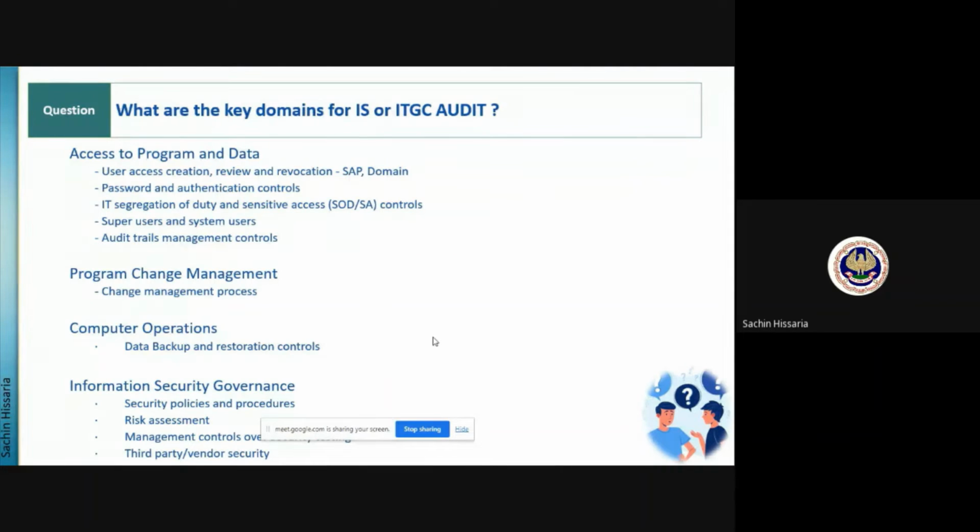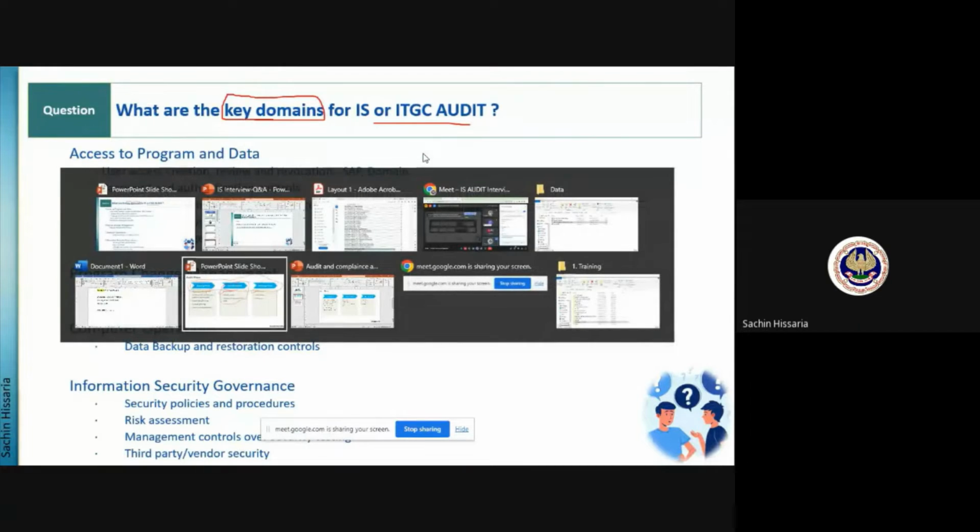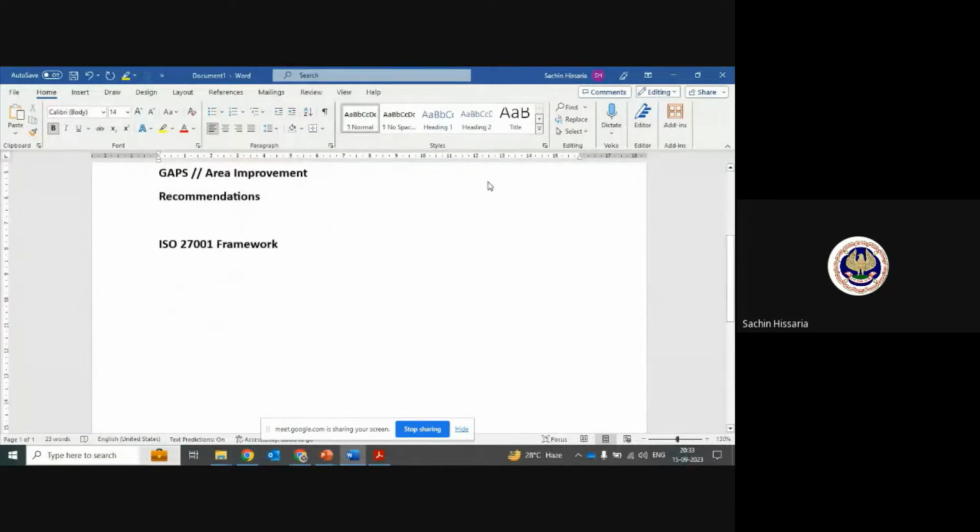Again, this is a generic question which may be asked during an interview if you are applying for an entry level job. They may directly ask you, what are the key domains in information system or ITGC audit? This is a very generic question. Suppose as part of an ITGC audit, you have verified some 5-6 domains. Why is the interviewer asking this? Because he wants to know what kind of audit you have done previously.